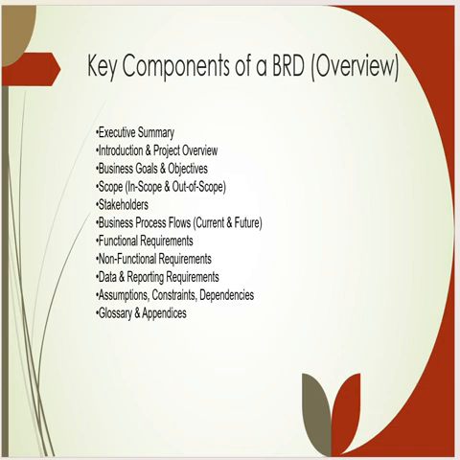Let's see: the executive summary, introduction and project overview, business goal and objective, the scope, in-scope functionality and out-of-scope functionality, stakeholders, business process flow, features, and the functional requirements, non-functional requirements, data and reporting requirements, assumptions, constraints, dependencies, glossary, and the appendix. Those are the key components of the business requirement document. Let's discuss each key component in detail in the upcoming slides. Let's move on to that part.